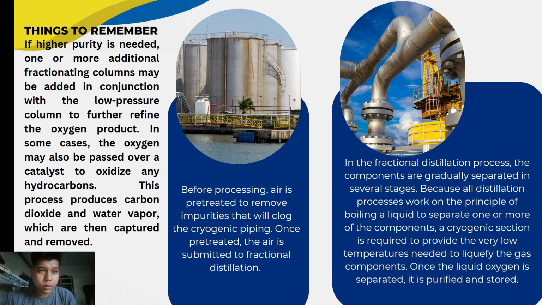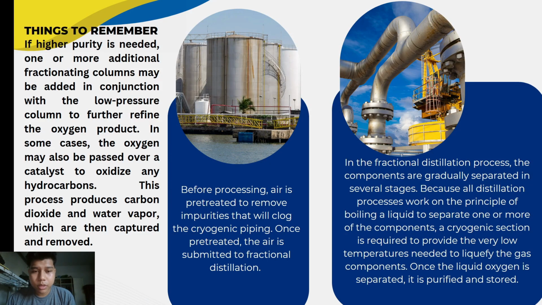Things to remember: if higher purity is needed, one or more additional fractioning columns may be added in conjunction with the low-pressure column to further refine the oxygen product. In some cases, the oxygen may also be passed over a catalyst to oxidize any hydrocarbons. This process produces carbon dioxide and water vapor, which are then captured and removed.